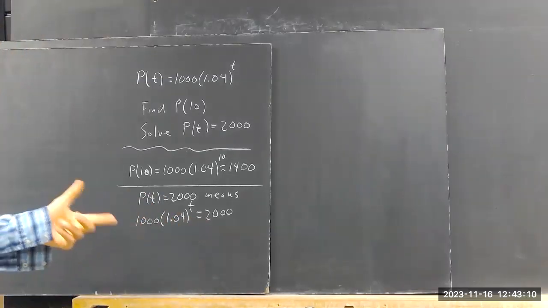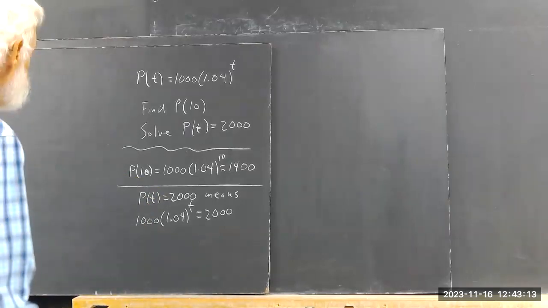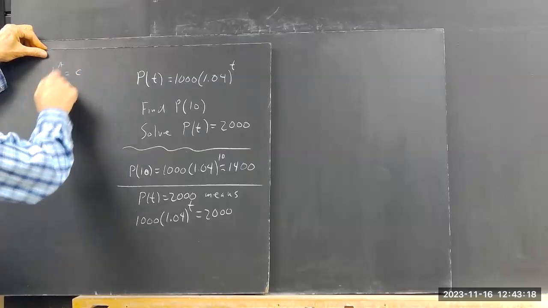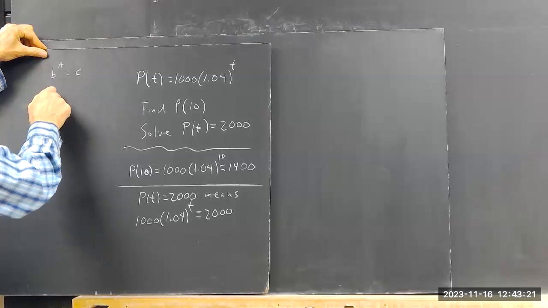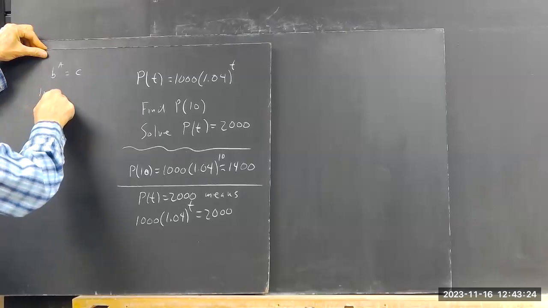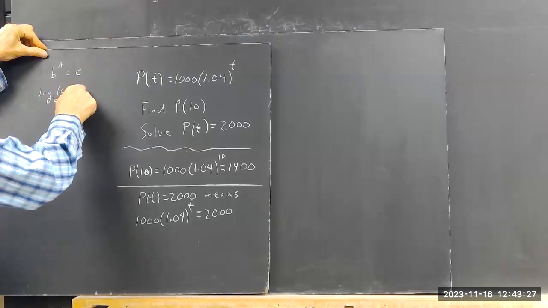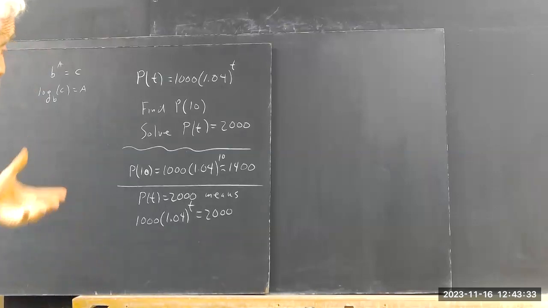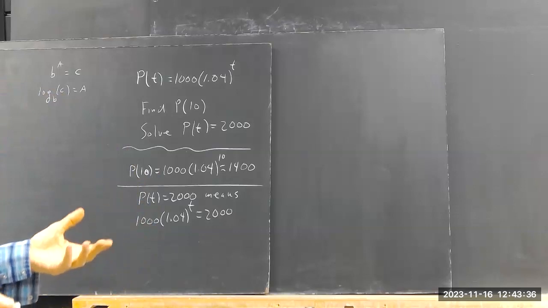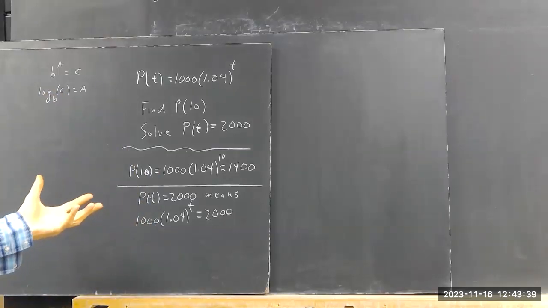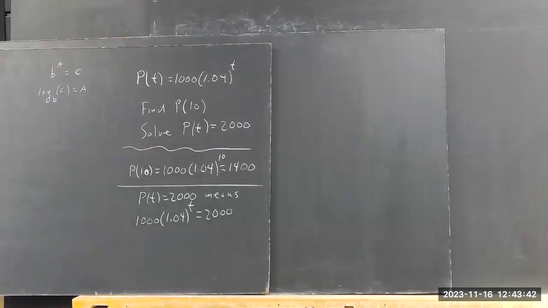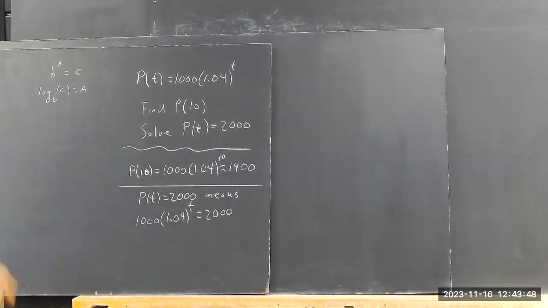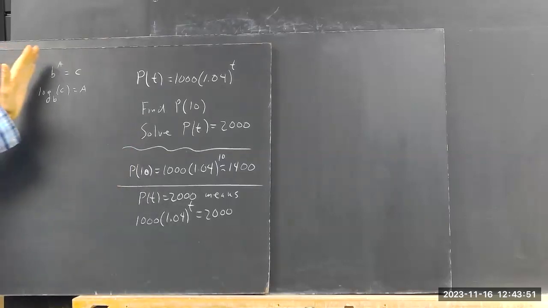But our rule is b to the a equals c is equivalent to log base b of c equals a. Just the inverse function property. So we have to understand the inverse function property. Of course, for homework, you solved a number of exponential equations. Now we're trying to apply them and understand this terminology so we can understand how to apply these things.